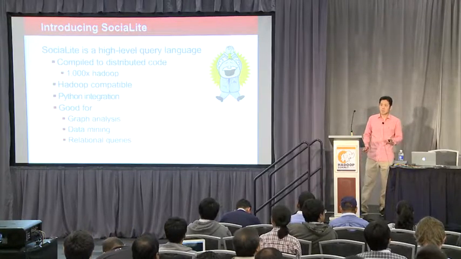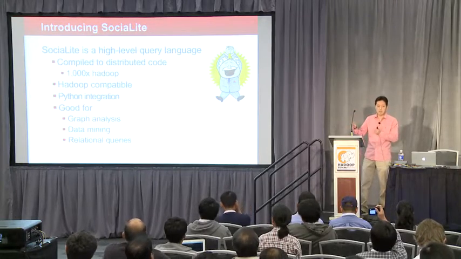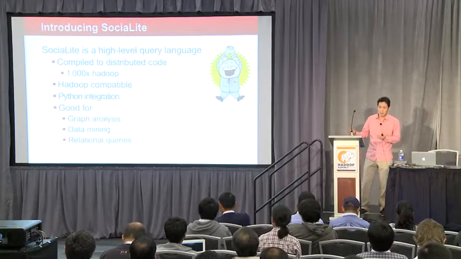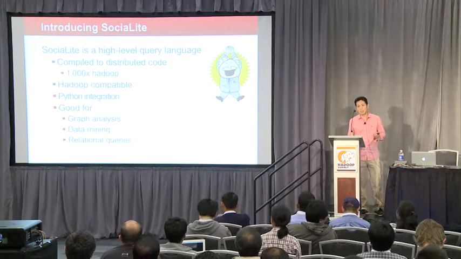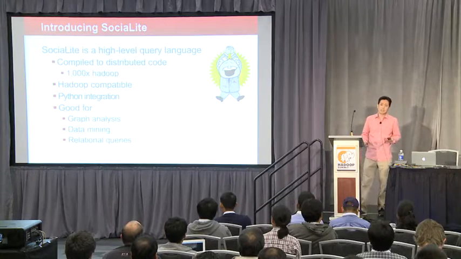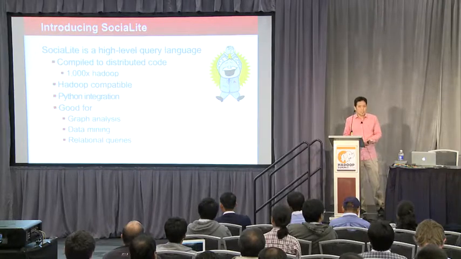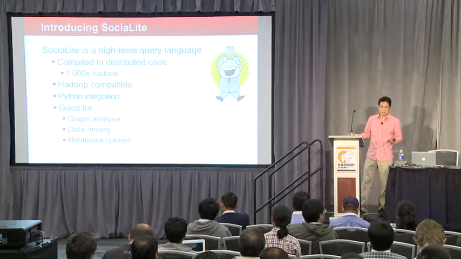It's a high-level query language, and it's very easy and efficient. The queries are compiled down to parallel and distributed code, and the compiled code is very efficient. For data analysis algorithms, it can be up to 1,000 times faster than an equivalent Hadoop program if you run it on an InfiniBand network. If you run it on 10 gigabit Ethernet, it's somewhere between 100 to 1,000 times faster than Hadoop. We are Hadoop compatible, so you can easily read data from HDFS.